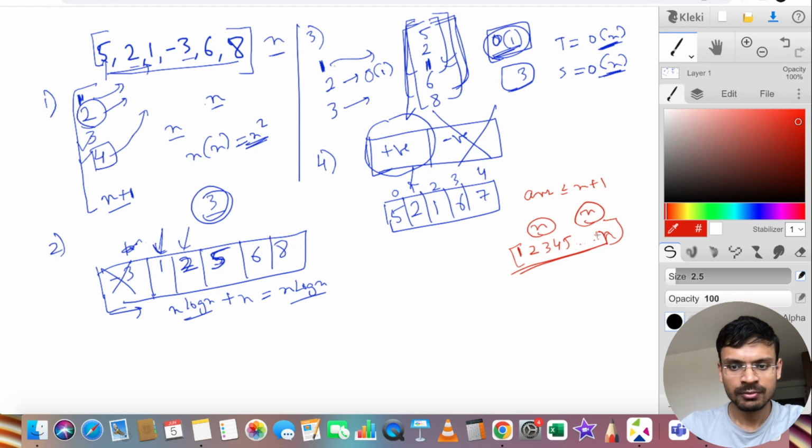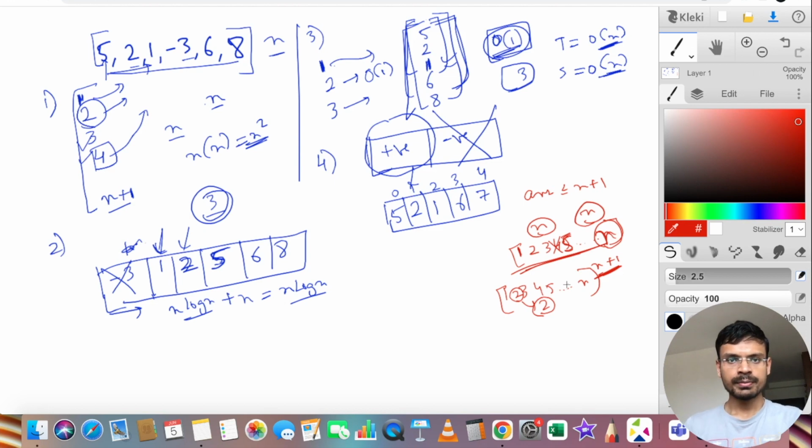Basically the answer in this case would be n plus 1, because if any of the positive elements is missing from this array, then that would become the answer in itself, right? So if instead the array was 1, 3, 4, 5 till n, we are missing 2 over here, so 2 would become the answer. If all the elements from 1 to n are present in the array, then the answer would be n plus 1. So we can be rest assured that our answer would always be less than or equal to n plus 1.